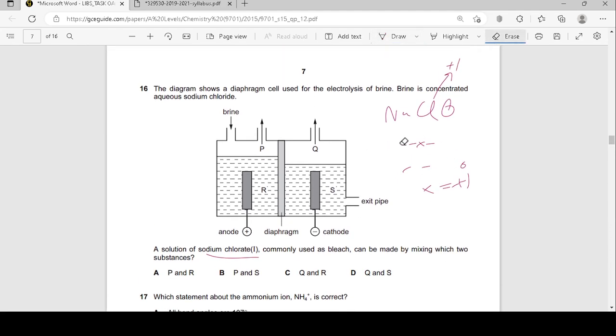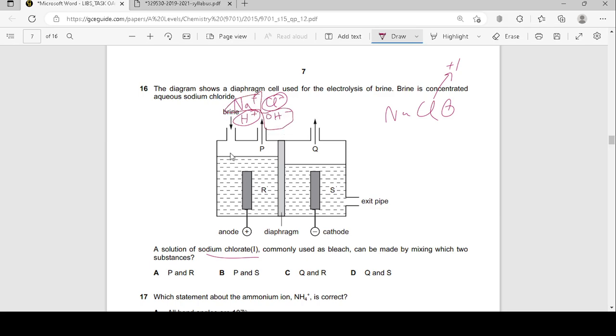Now, a solution of sodium chlorate(I), commonly used as bleach, can be made by mixing which two substances, P and R? First, what is happening here? You have brine, which is concentrated aqueous sodium chloride, with Na plus, Cl minus, H plus and OH minus. Chloride is discharged in preference, and H plus is discharged over sodium because sodium is more reactive. So you basically get NaOH in the solution.